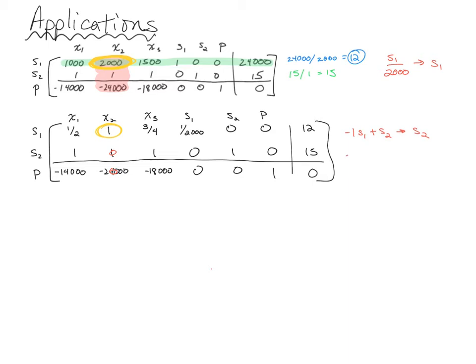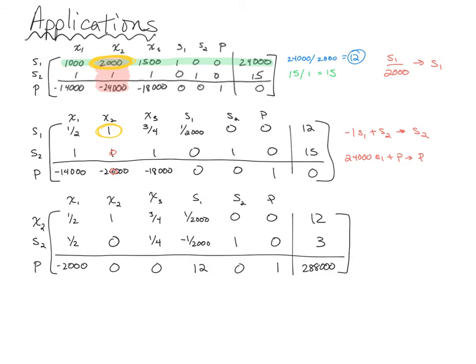And we will take 24,000 times S sub 1, add it to row P, and then place that new result in row P. When you do those two row operations, the new simplex tableau will look like this. Ta-da! All right, so with this, you can see that row S2 and row P changed.